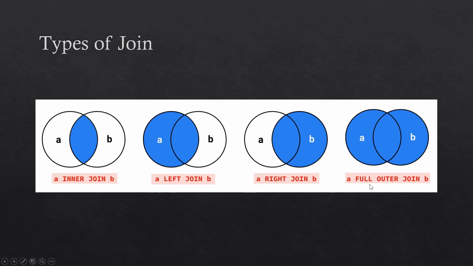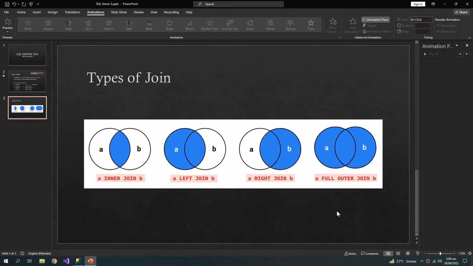And in full outer join, we take the data which is common between both the tables and then we also take the rest of the data from both of the tables. So this is how the join works. Now let us look at an example.